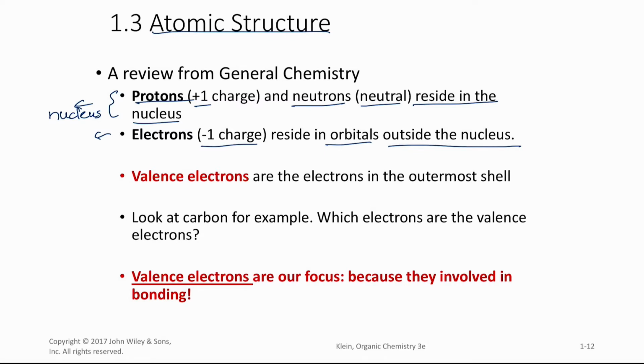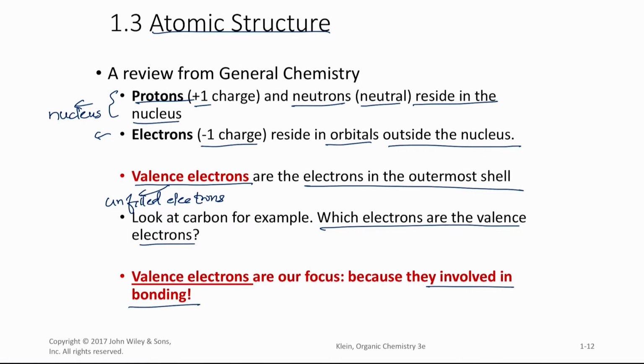Now, there are what we call valence electrons. The valence electrons are basically the electrons in the outermost shell. So basically think of them as the unfilled electrons. They are not complete. Let's take a look at the carbon atom. Which electrons are generally considered valence electrons? Valence electrons are our focus here because these are the only ones that are involved in covalent bonding.